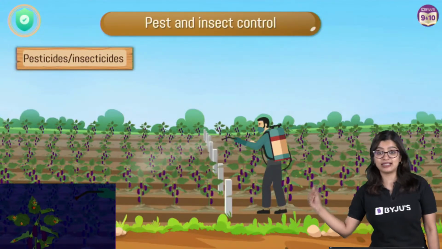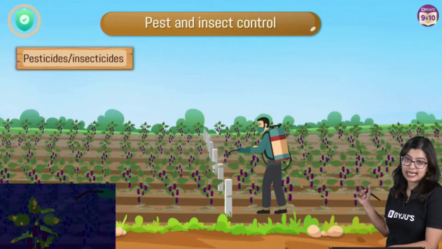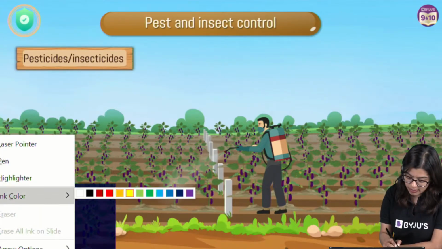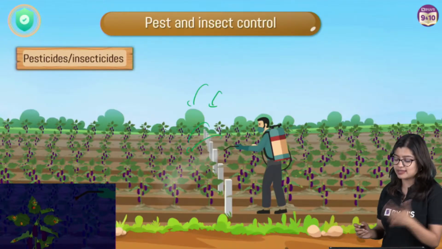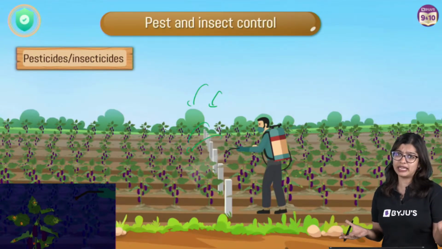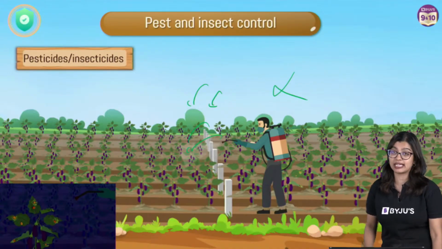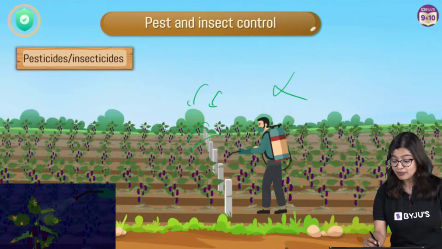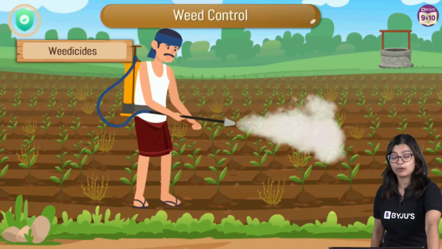Well, of course, for pest and insect control, we can use pesticides. Pesticides are chemicals that are normally sprayed on the crop, and thereby, as you know, these pests will be killed off. But you know that this is not a very economical method, because excessive use of chemicals is not good for us, and it can cause environmental pollution.